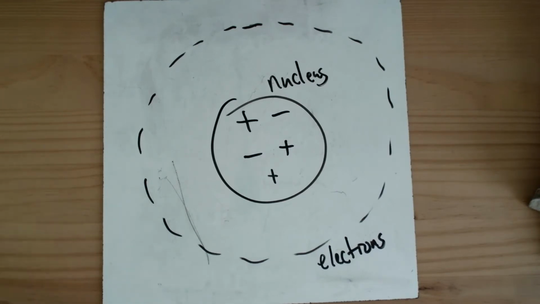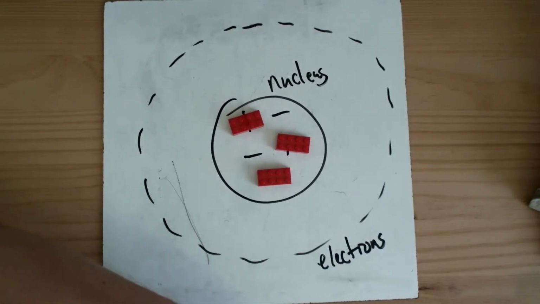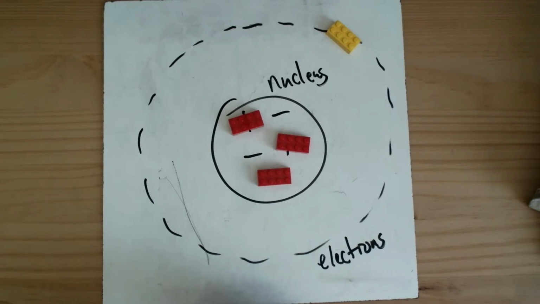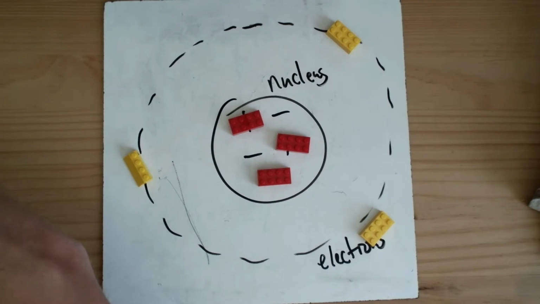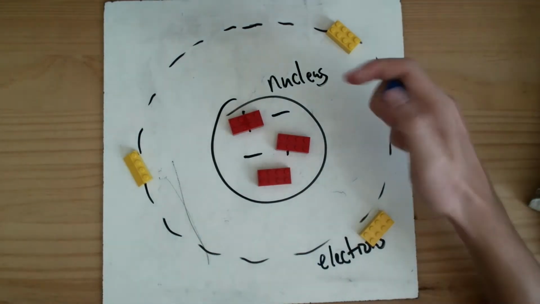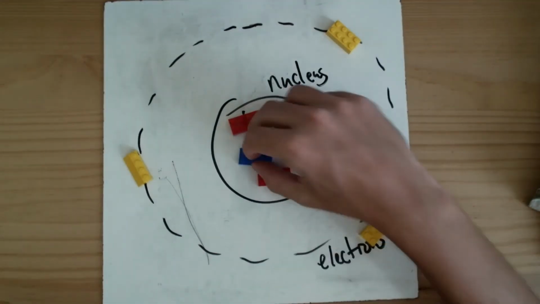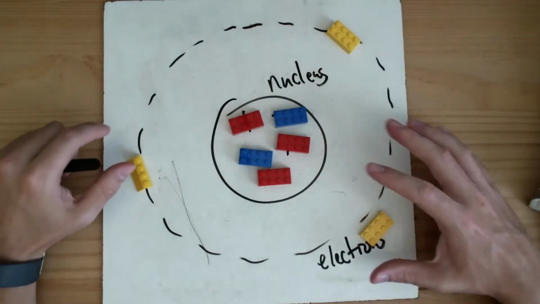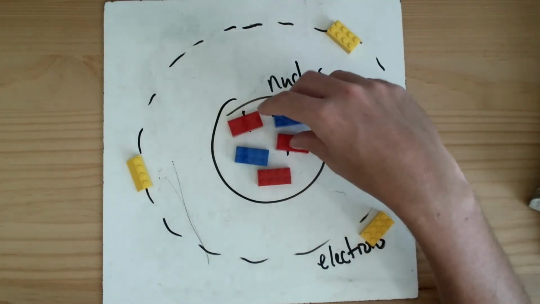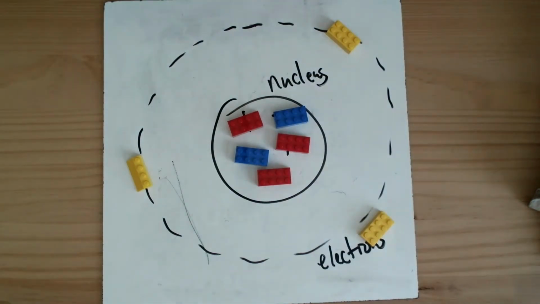So if I was to go ahead and start substituting in some Lego pieces here, I'm going to use red Lego bricks for my positive protons. I'm going to use yellow Lego bricks for my electrons on the outside. And I'm going to use my blue Lego bricks to represent neutrons, which are still in the nucleus. And I've got 2 neutrons in this model. So I have my model for how atoms work. I've got my electrons on the outside. I've got protons and neutrons in the middle in a structure called the nucleus.